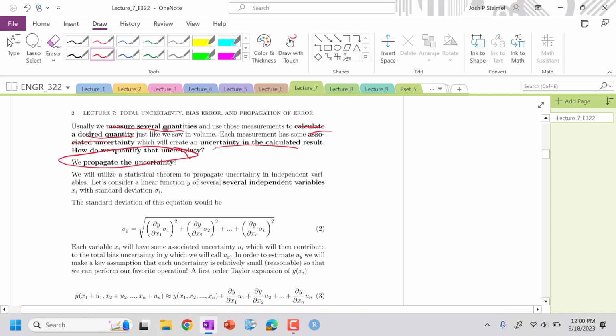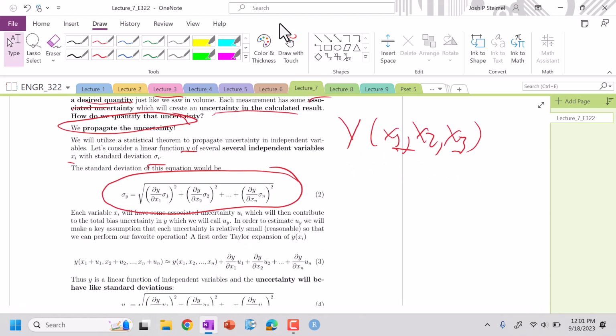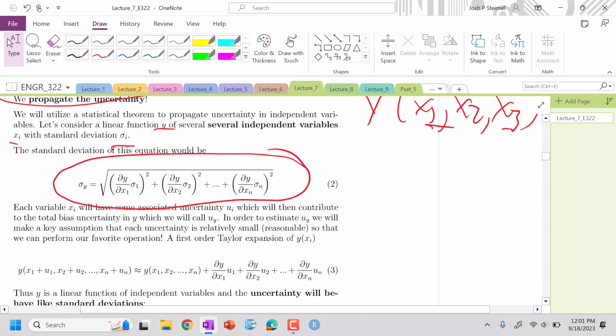So there's a well-known statistical theorem that if I have a linear function y of some variables x1, x2, x3, and each of those variables has some standard deviation, I could calculate that standard deviation with the following formula. And this is of critical importance here, so let's zoom in a little bit. So I'm going to take the partial derivative of this function y with respect to each variable multiplied by its own standard deviation or uncertainty.